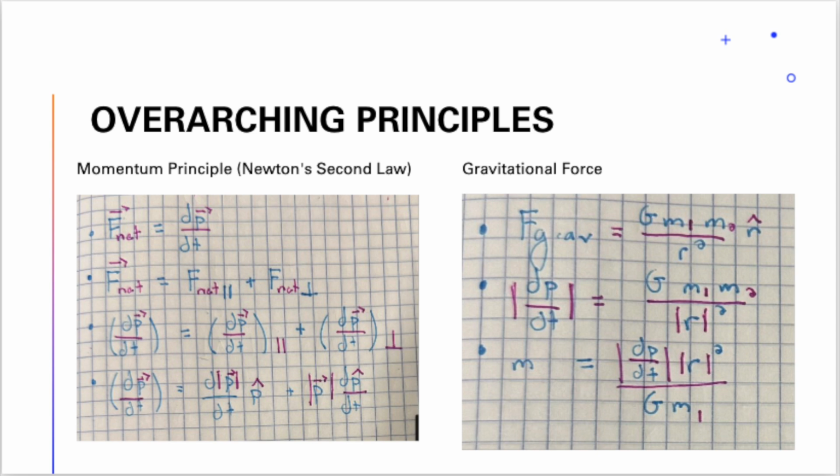We have a new concept, the decomposition of forces into parallel and perpendicular components, and this is tied to centripetal acceleration. And then on the right we have gravitational force, which is defined as F grav equals G m1 m2 over r squared, and we have similar extractions relating to that base equation.